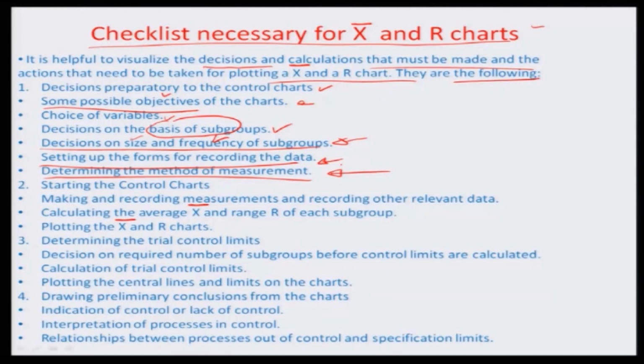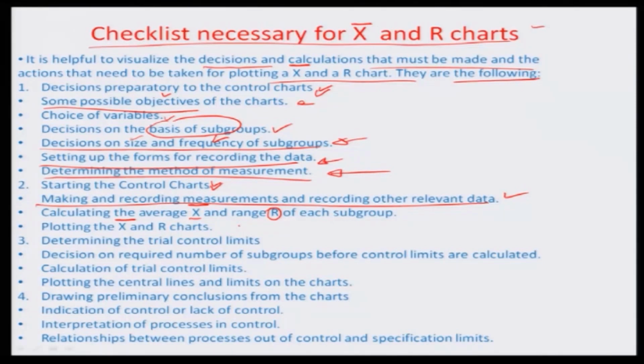So, once these preparatory decisions for the control charts have been taken, the question is how to start the control chart plotting. Make and record the measurements, record the other relevant data, and calculate the average x bar for each of these subgroups and the range. Range basically means the maximum observation minus the minimum observation.